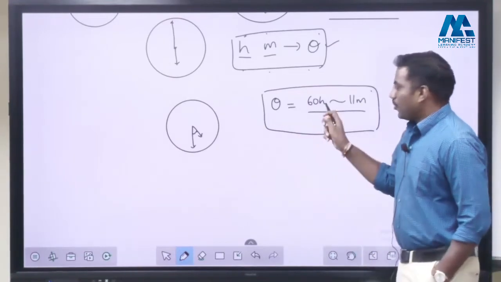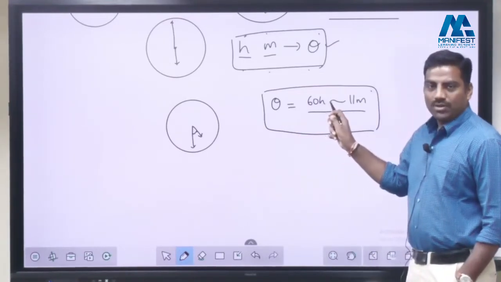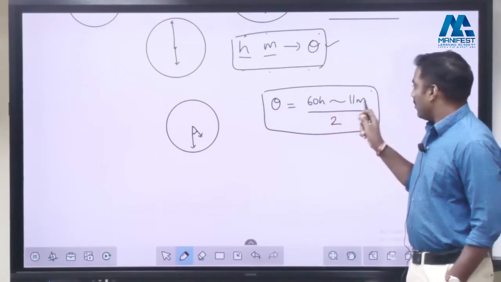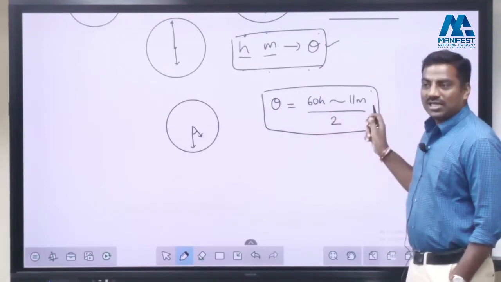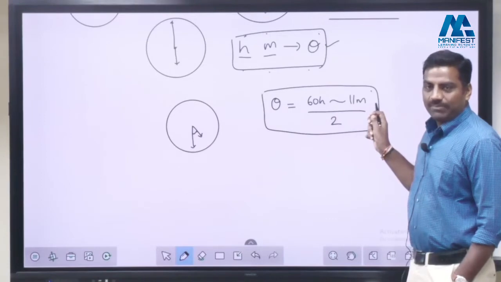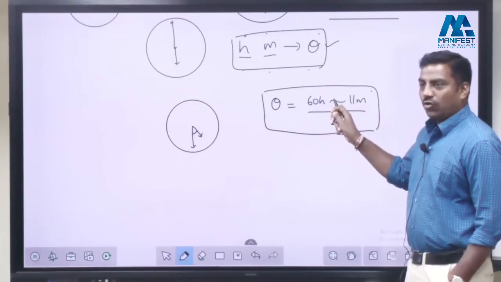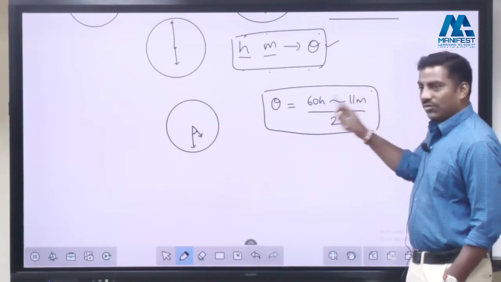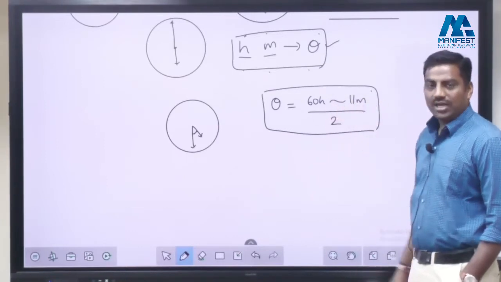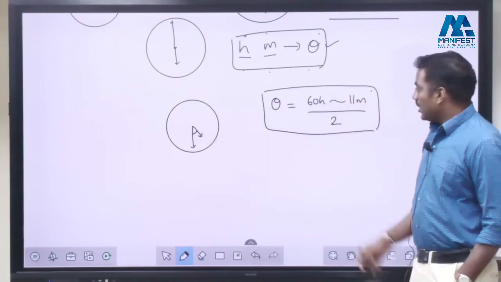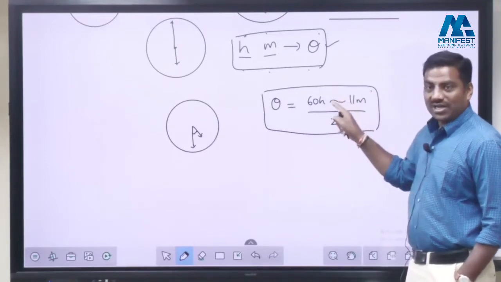Here put 4: 60 into 4 is 240. The minute is what here? 30 minutes, 11 into 30, so 330. Here 60 into 4 is 240, and here 330. What is the difference between 330 and 240? 90.